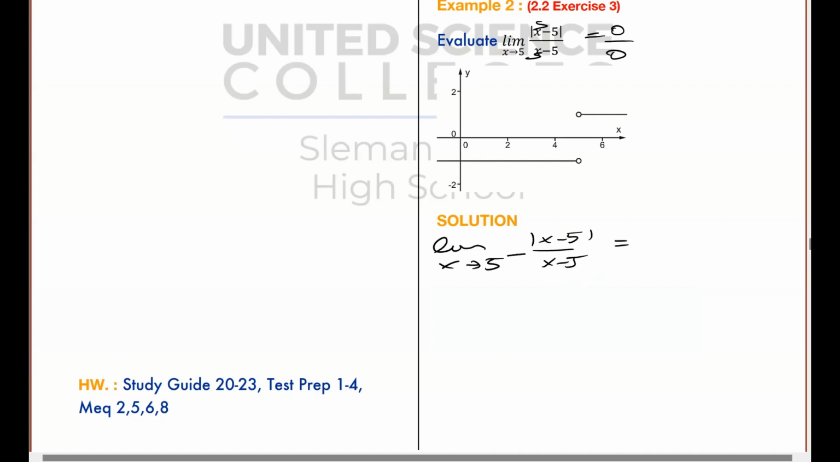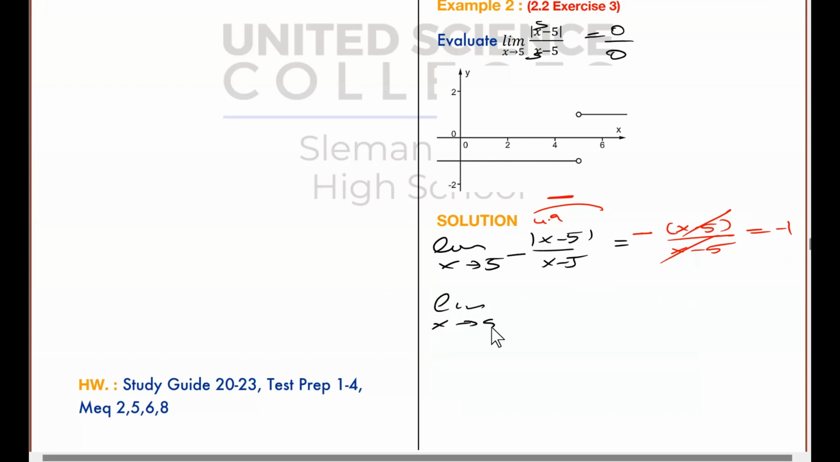Okay, left side limit. If you pick a number less than 5, like 4.9, 4.9 minus 5, inside will become negative. If inside is negative, then the opposite of the function will come out, negative x minus 5. The denominator will stay the same, so x minus 5 will cancel each other. The answer is negative 1. What about the right side limit?